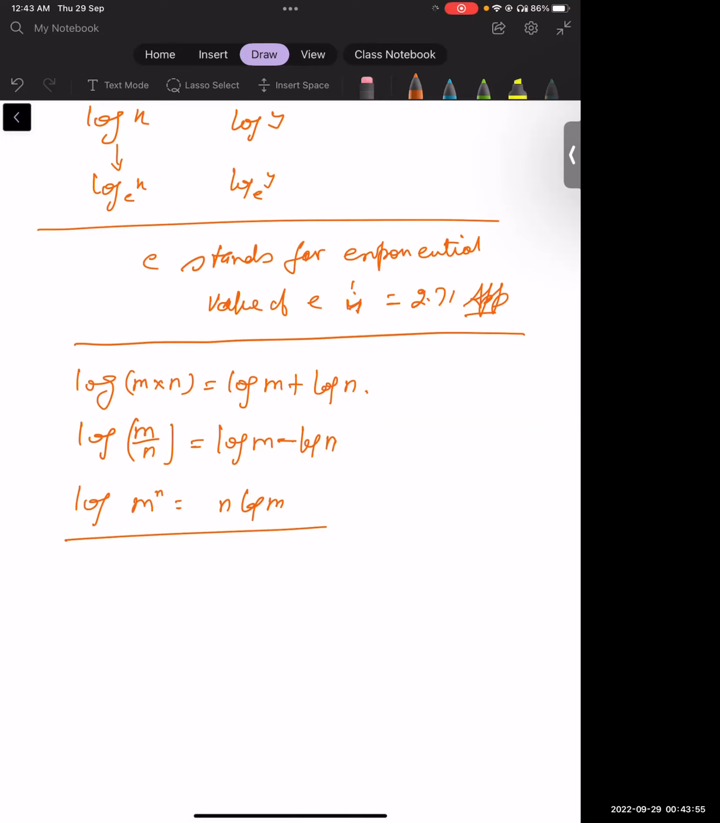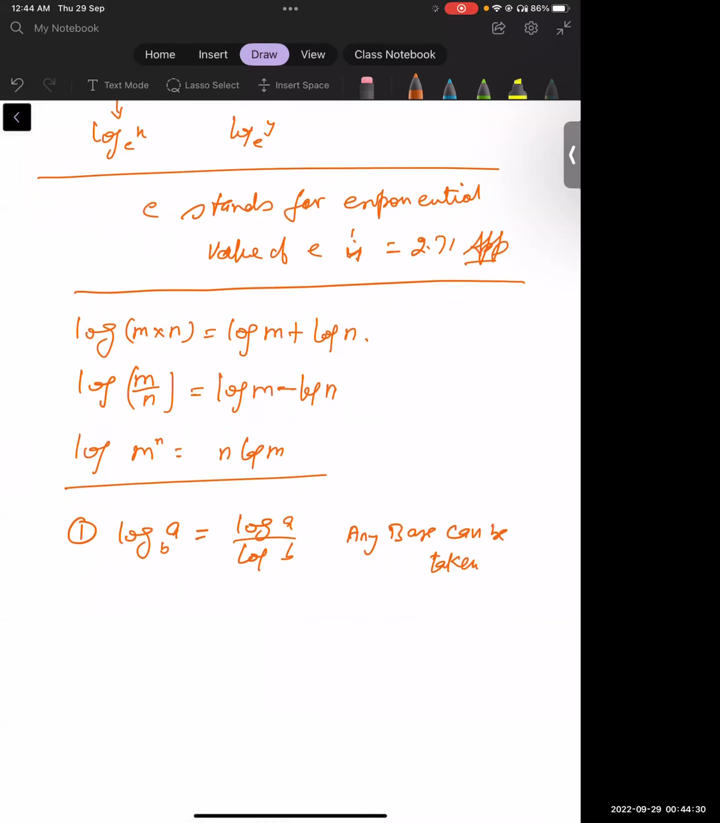Number 1. If log a to the base b is given, it can be written as log a upon log b. This property which I am giving you will be very useful while solving questions. Any base can be taken, whatever you want.